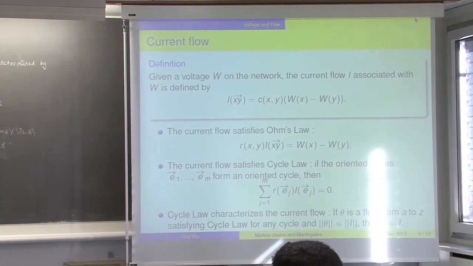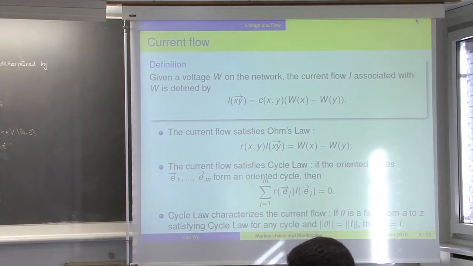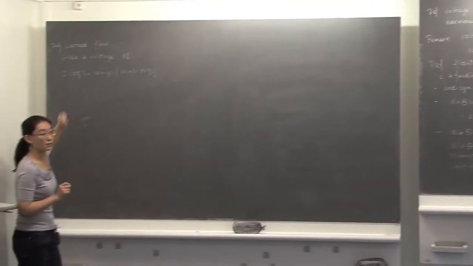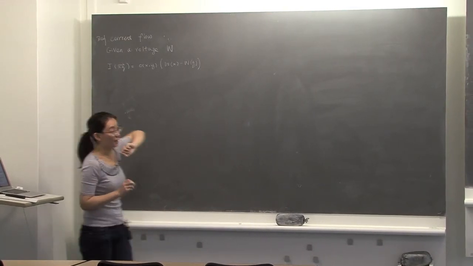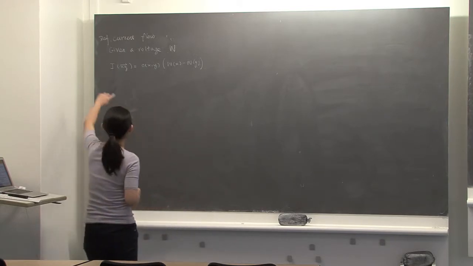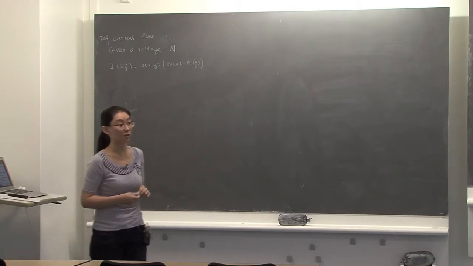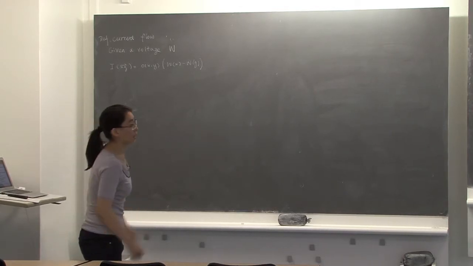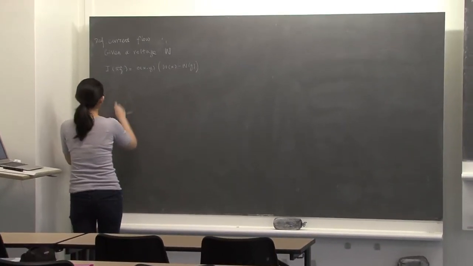You can check by yourself that if we define a function in this way, then it is antisymmetric on the oriented edges. And at every vertex outside the source and the sink, the divergence equals 0. And at the source, the divergence equals WA. And at the source, it is positive, and at the sink, it is negative. So you can check directly that we define a function in this way, then it satisfies the definition for a flow. And we call this the current flow associated to the voltage W. And for this current flow, it satisfies several properties we already know from physics.